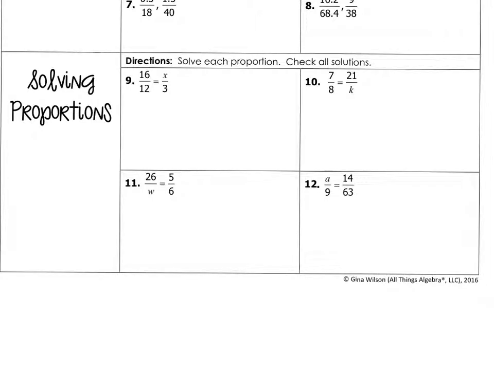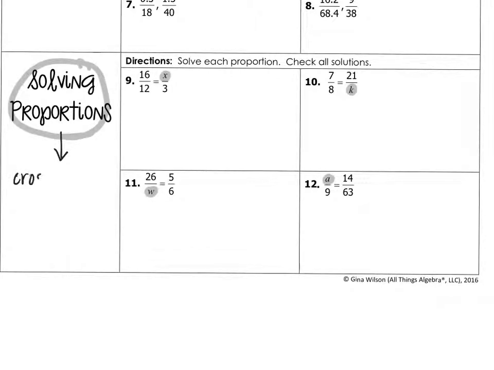Now we're going to work on solving proportions. That means we have a proportion, which means we have two ratios that are equal to each other, but we're missing one of the values of one of the ratios. So we have to find that missing value. Many of these are easy to do in our heads, but sometimes we need to do a little algebra magic. So we're going to start with some easy ones to understand the process.